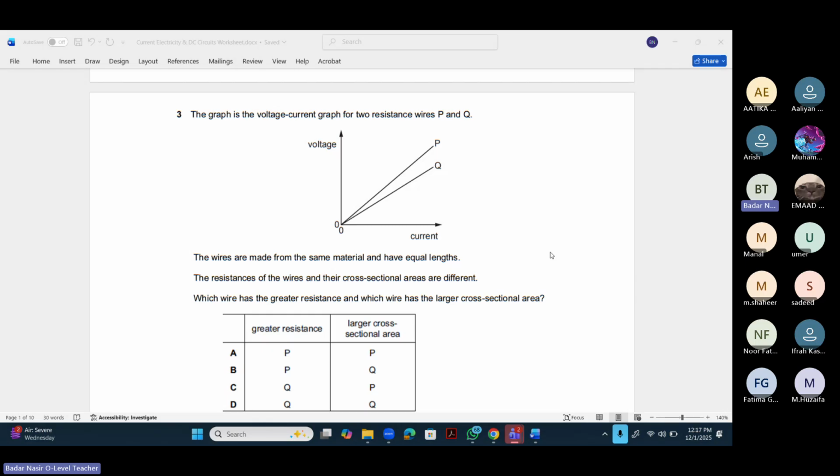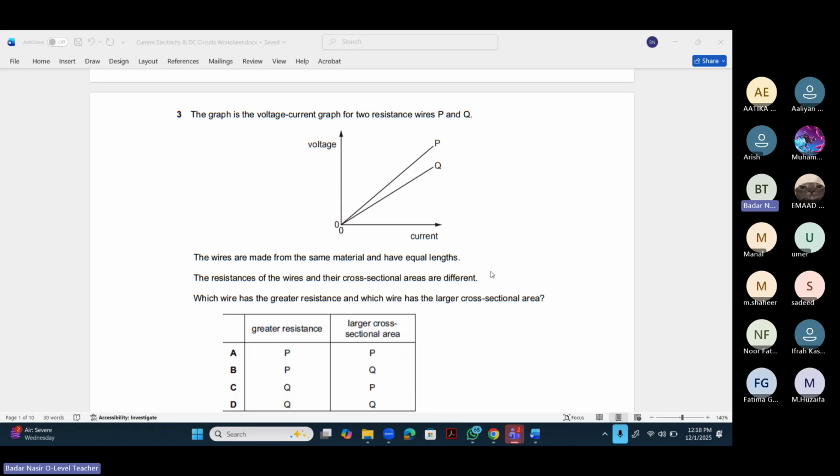Okay, the graph is the voltage current graph for two resistor wires P and Q. The wires are made from the same material and have equal lengths. The resistance of the wires and their cross sectional areas are different. Which wire has the greater resistance and which wire has the larger cross sectional area? The greater the cross sectional area, the lower the resistance.